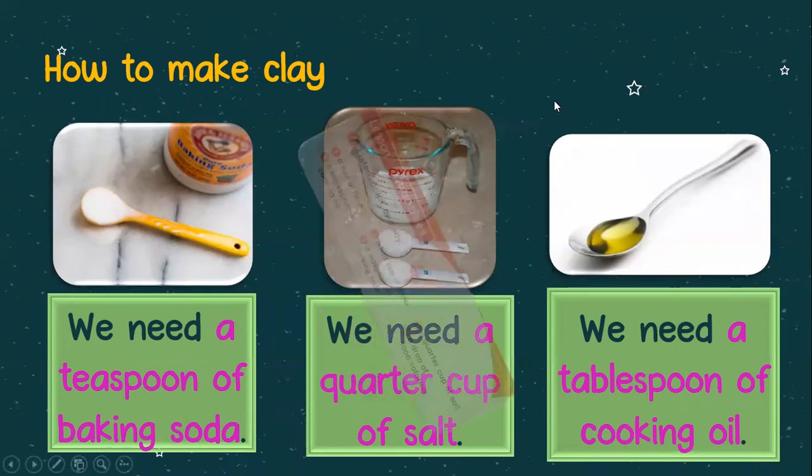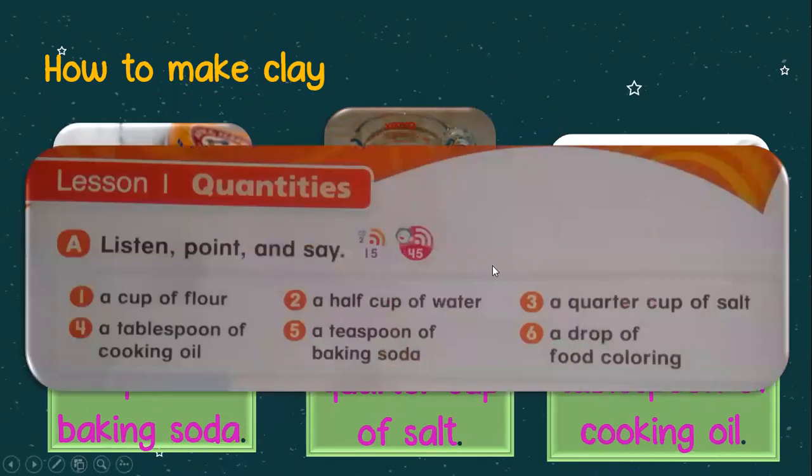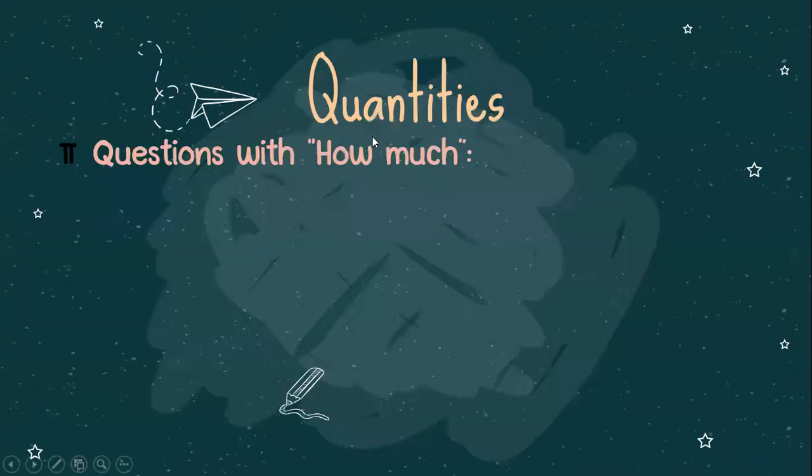So let's see. Remember, those expressions are in your student book. One more time, here we are going to review: a cup of flour, a half cup of water, a quarter cup of salt, a tablespoon of cooking oil, a teaspoon of baking soda, a drop of food coloring. So those are the expressions that we will use. Where? In the questions. Look here. For example, quantities, questions with how much.